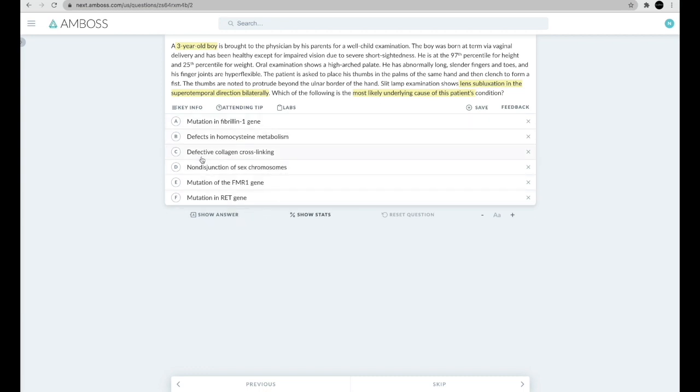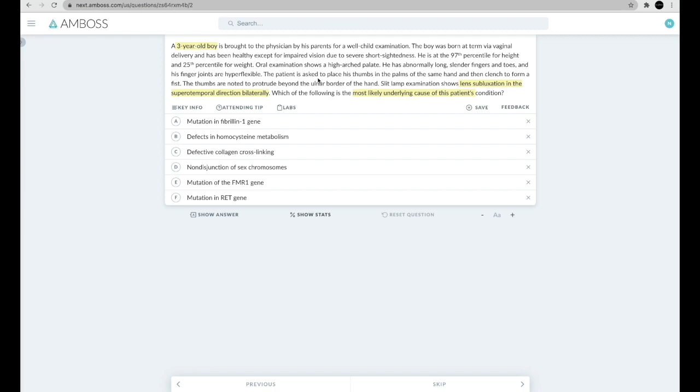We know of 2 conditions. There's only 2 conditions here that are genetic, which cause lens subluxation. Either homocystinuria or Marfan syndrome, right? One of them causes subluxation down, and one of them causes subluxation up. The one that causes subluxation up is Marfan. I did not finish the question.